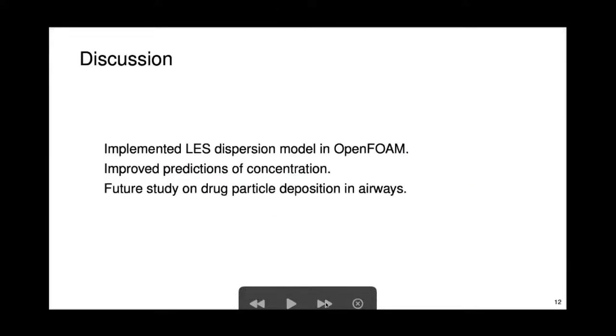To summarize what we've done, we implemented a LES dispersion model in OpenFOAM. Currently, like I mentioned, there are only dispersion models for Reynolds averaged fluid turbulence. This gave us improved predictions of concentration of inertial and tracer particles. And this bodes well for our future study where we will implement this in realistic patient airways to model drug particle deposition.